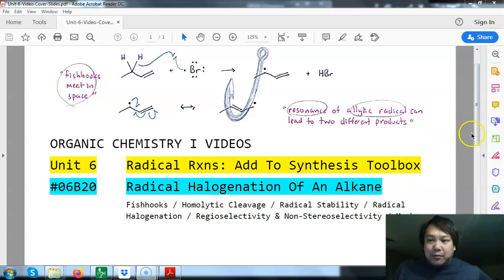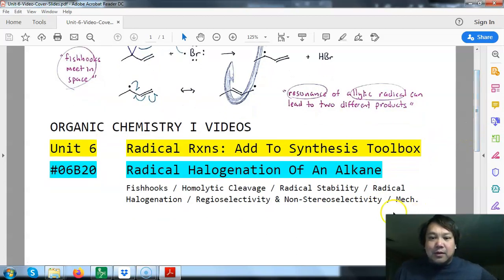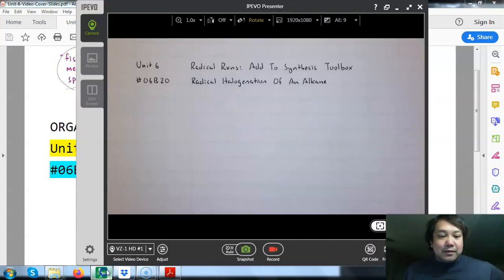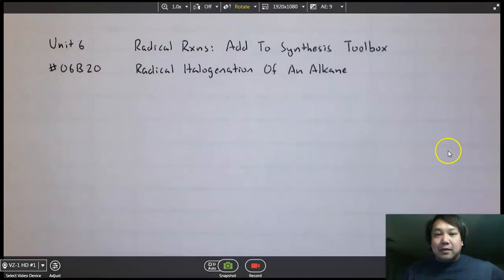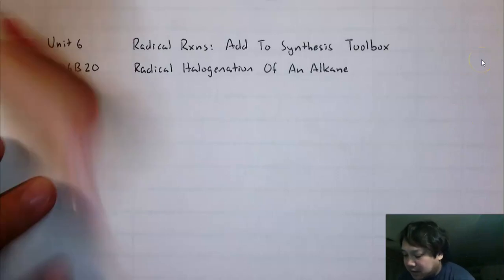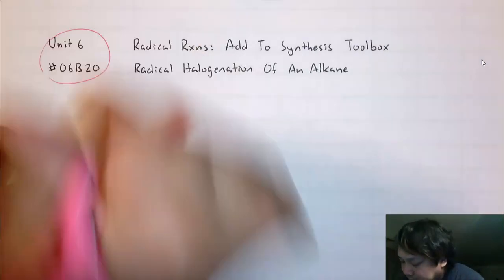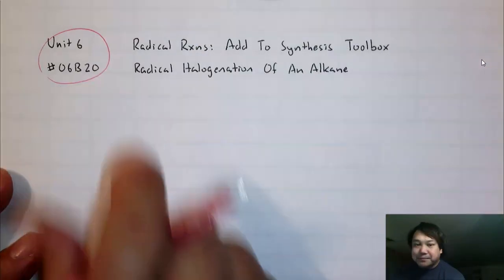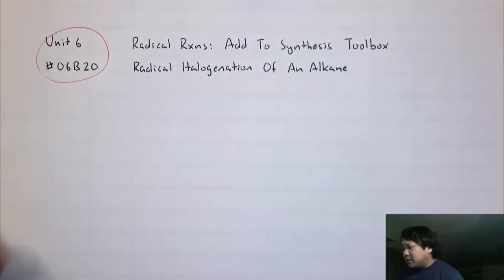Hopefully we should be able to get all the way to not only talk about the generalities of this reaction, but look specifically at the mechanism and the regio and stereoselectivity. Alright, Unit 6, 06B20, radical halogenation.